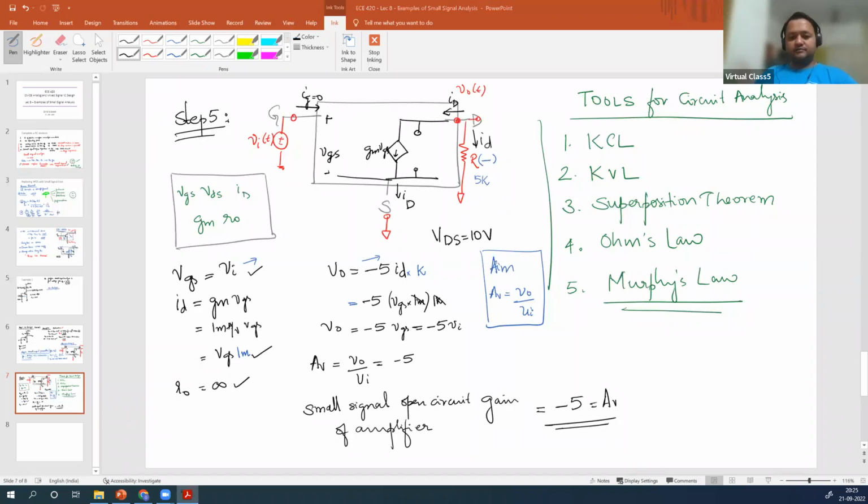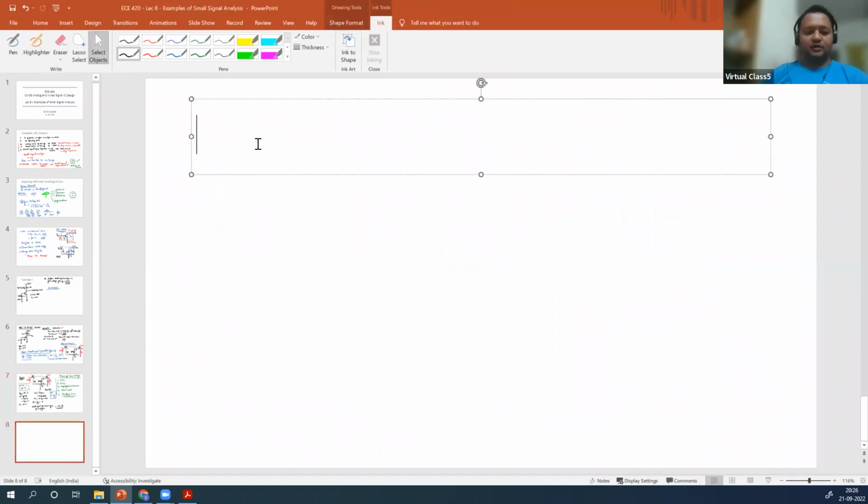Let us see if we will try and increase the complexity of the circuit now a little more. Example 2.